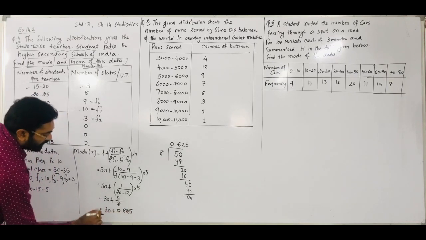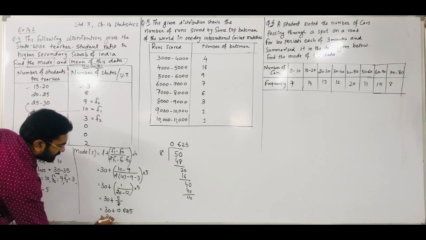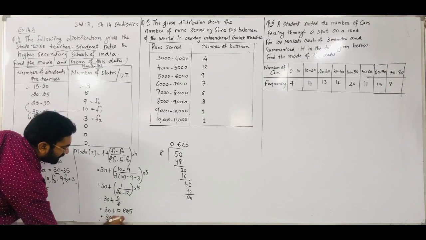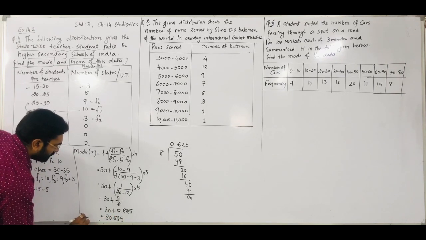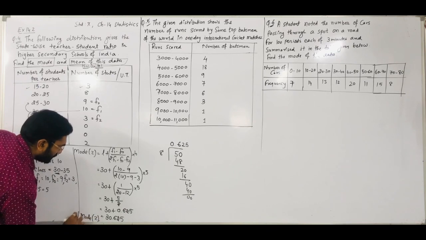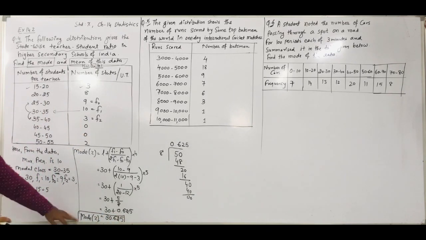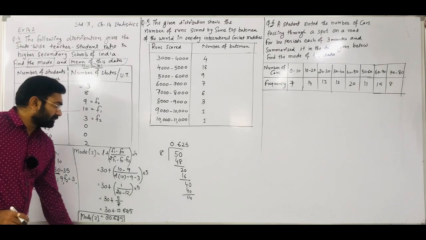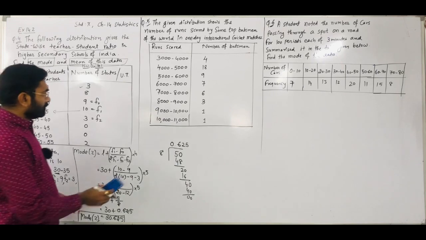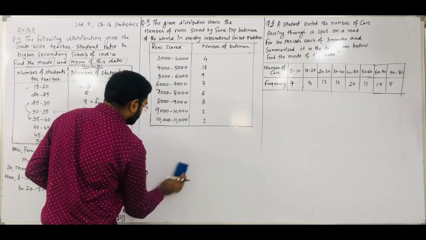So 0.625 we have to add to 30. So we get 30.625. This is our mode of the given observation. That is our answer: 30.625 is our mode of the given observation. So that way we can solve question number 4. Now we have to solve question number 5.